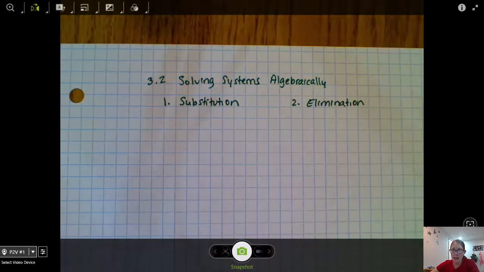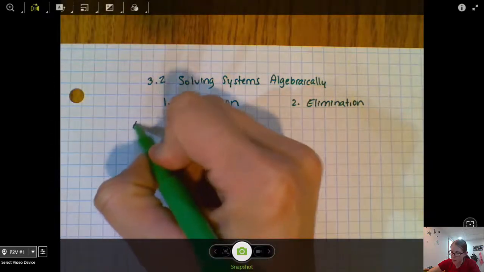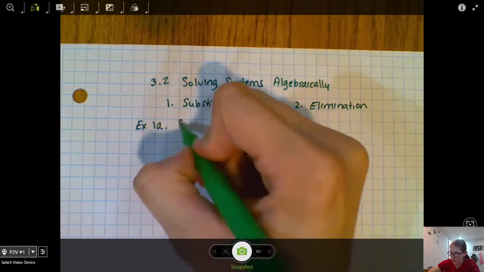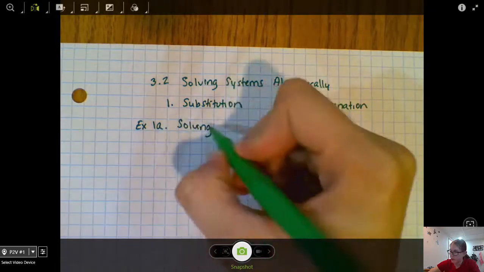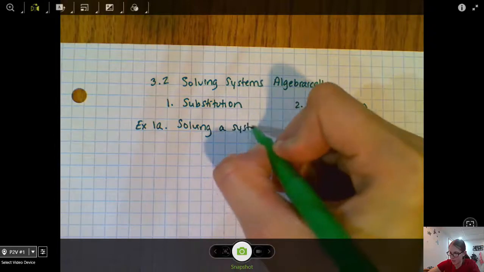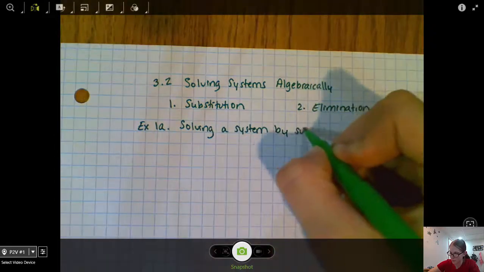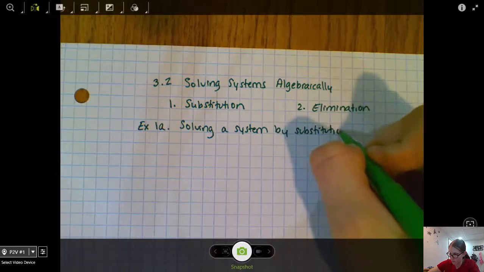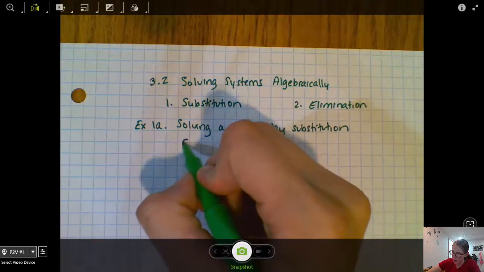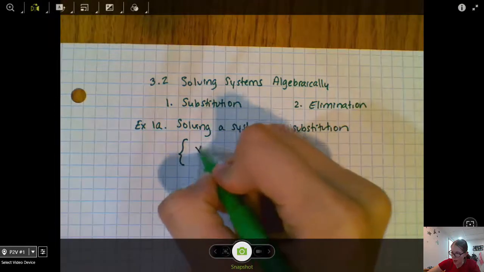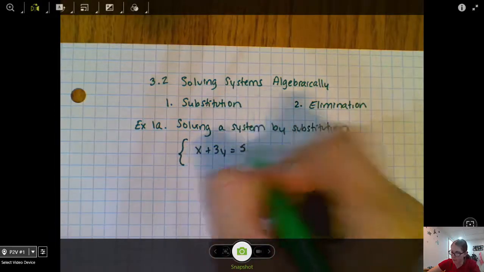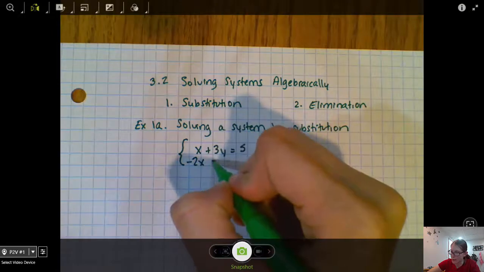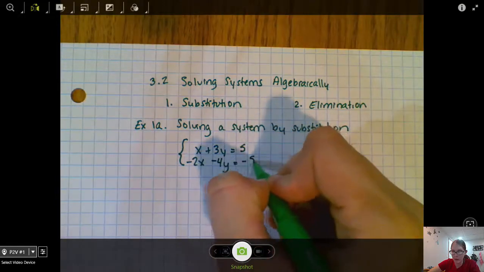In example 1a here, we are going to look at an example of substitution and situations where substitution might be a good way to go. So example 1a. Solving a system by substitution. And here's my system of equations. I have x plus 3y equals 5, and negative 2x minus 4y equals negative 5.